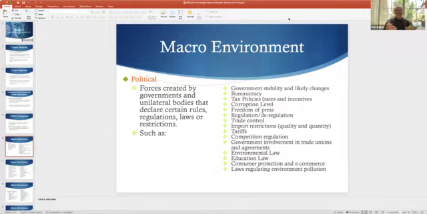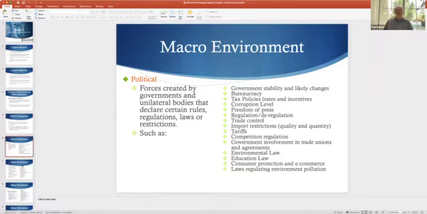Competitive regulations. What kind of involvement does the government have in trade unions and agreements? What kind of influence are they imposing on industry with environmental laws, education laws, consumer protection and e-commerce, and then laws that regulate environmental pollution? That certainly is a big concern, especially if you're manufacturing. You want to make sure, or they want to make sure, that you're not causing any kind of pollutants to escape. That's political.